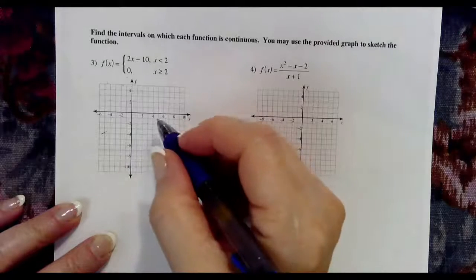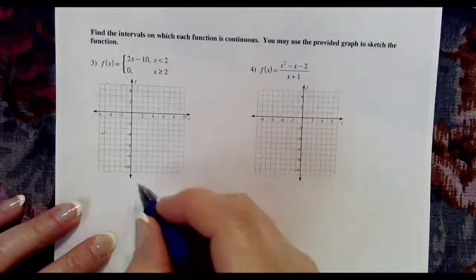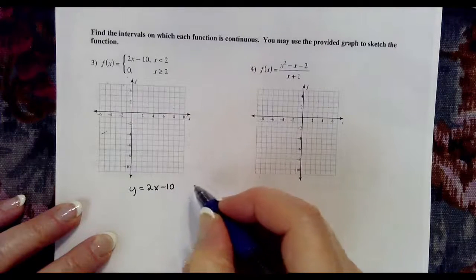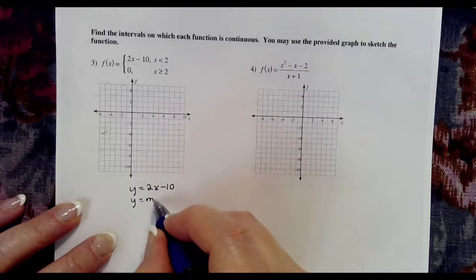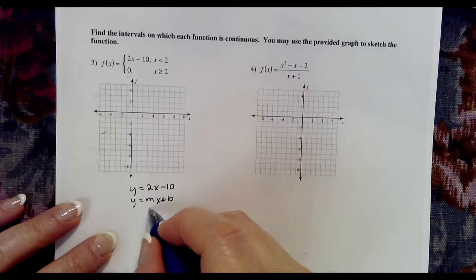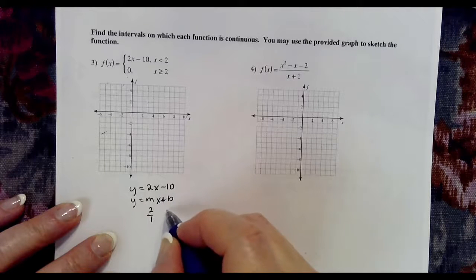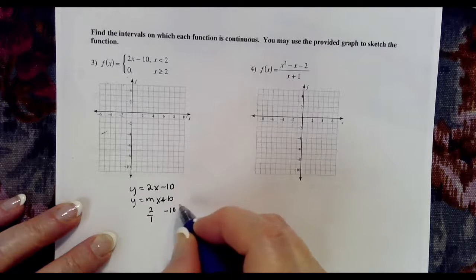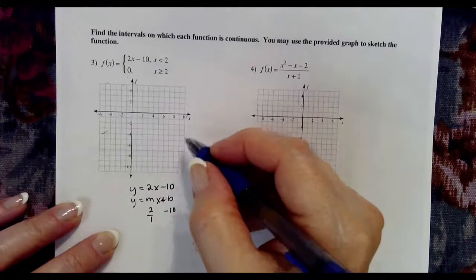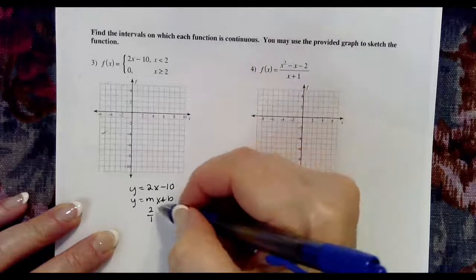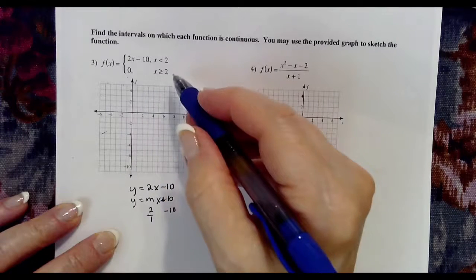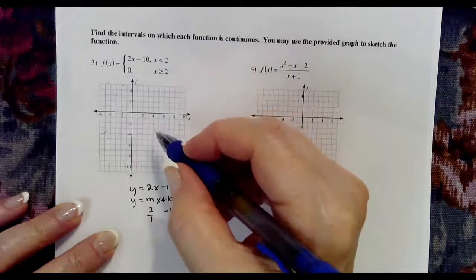The first thing we're going to do is figure out what kind of line this is. So we have y equals 2x minus 10. We know that's going to be y equals mx plus b. So my slope is going to be 2 over 1, and my b is going to be negative 10. You agree with that? So for x less than 2, it's going to be this line. For greater than 2, it's going to be 0. So we're going to graph the line first.